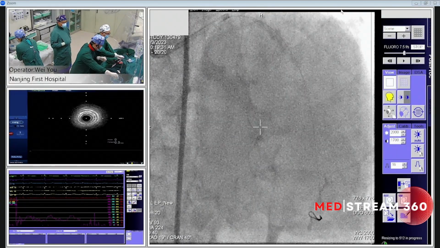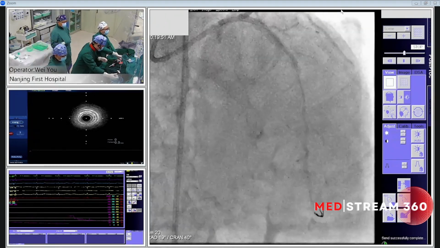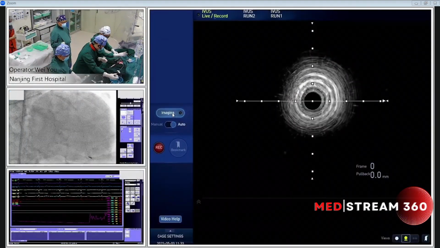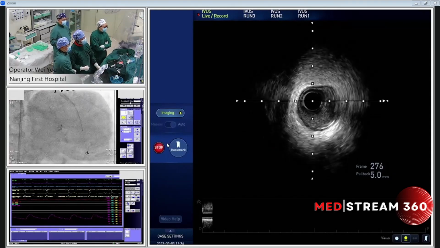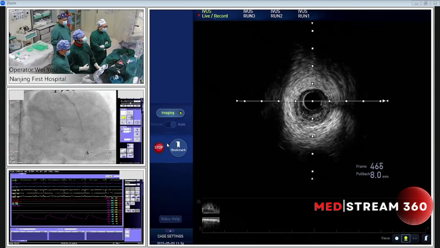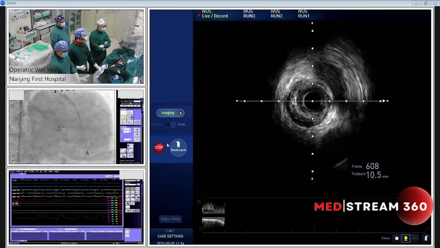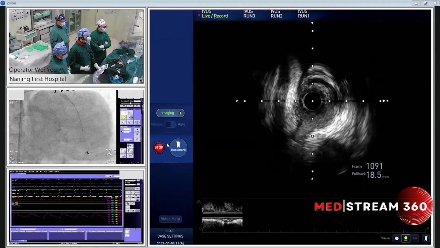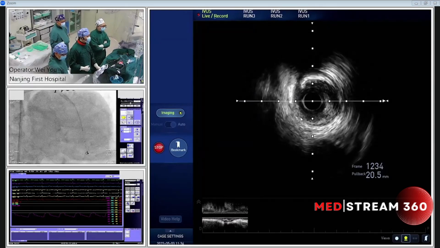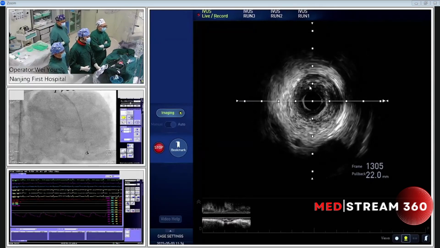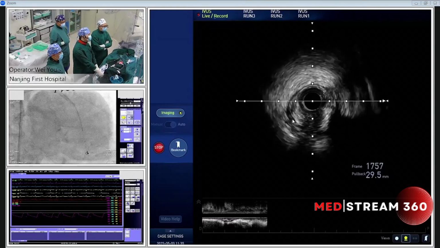So till now, the patient's blood pressure is okay, no ECG changes. I'll give some nitro to check IVUS again. Distal LAD, 2.5 millimeter. Maybe the vessel still has this spasm. You can see minor dissections, the dissection at the 11 o'clock position, a medial dissection. The vessel size is up to 3 millimeter.